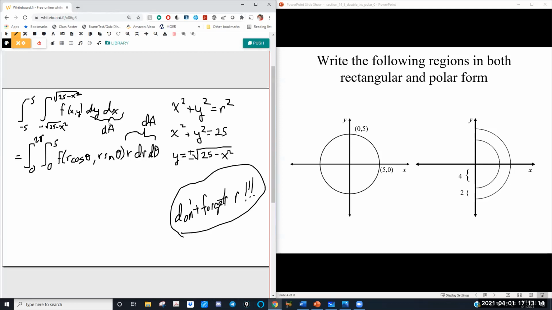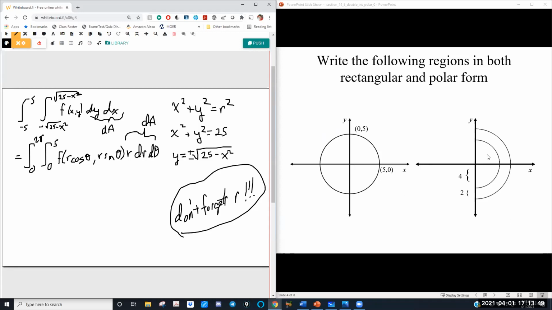All right. Now, let's just do a real quick comparison of the limits. The nice thing is that in polar, all of our limits are constants. In rectangular, we have these inside limits. And again, these may not be that bad depending on what our function is, but they also could be a nightmare depending on what our function is. We're guaranteed these limits will be very easy to deal with. So whenever we have a circular region, we want to use polar.